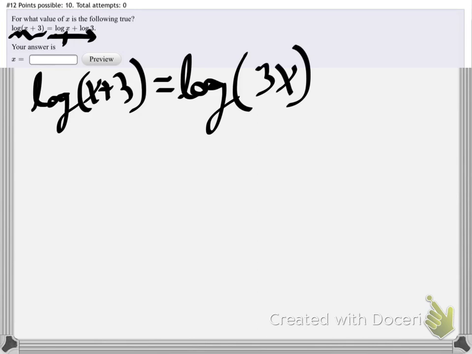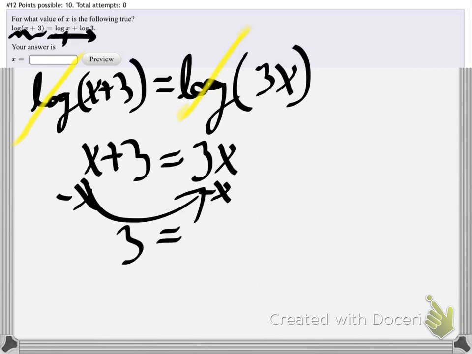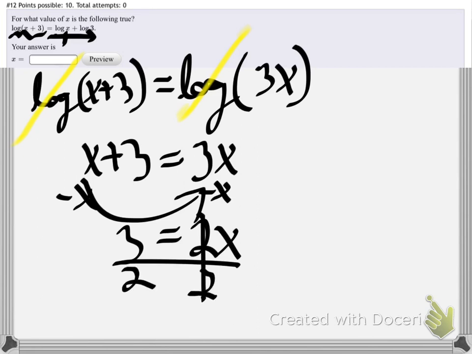And then once we're there, what's cool about this is these are both logarithms. So the log of this is equal to the log of that. Means that we don't really need to deal with the logs. That means that x plus 3 must be the same thing as 3x in the first place. And then you just solve it. Maybe minus x over there. And then I'm getting 3 equals 2x, and then you just solve it out. If you get something like my version of the problem, I'm getting 3 over 2, and that's all we would need.